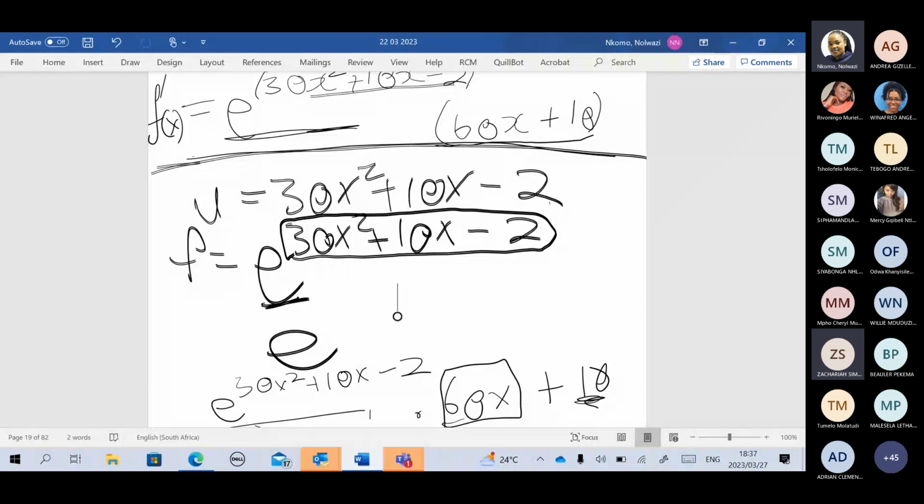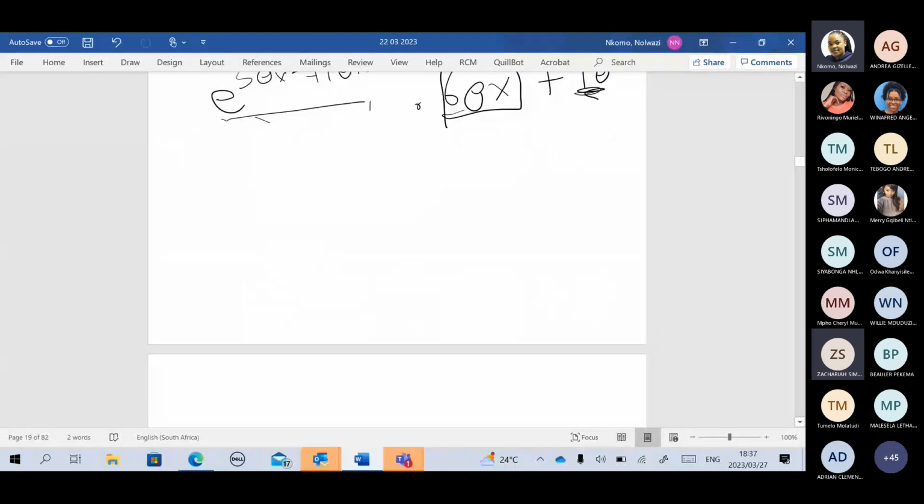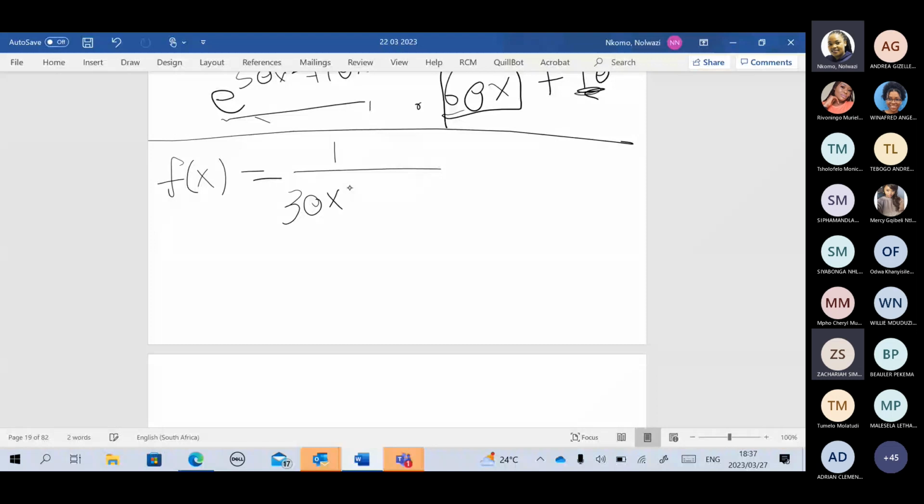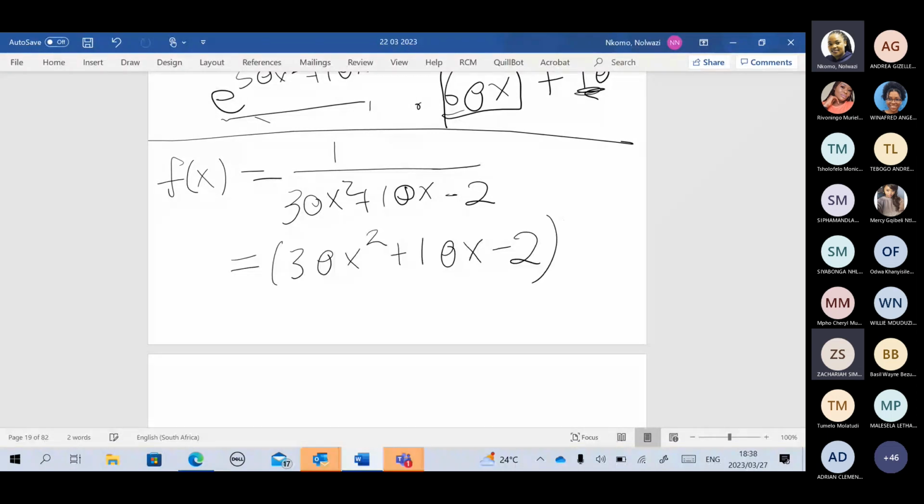Suppose we have our function as f of x equals 1 over 30x squared plus 10x minus 2, right? Remember, we said we can write this using the laws of exponent as 30x squared plus 10x minus 2 to the power minus 1. Okay, this is our f of x if we apply the laws of exponent.